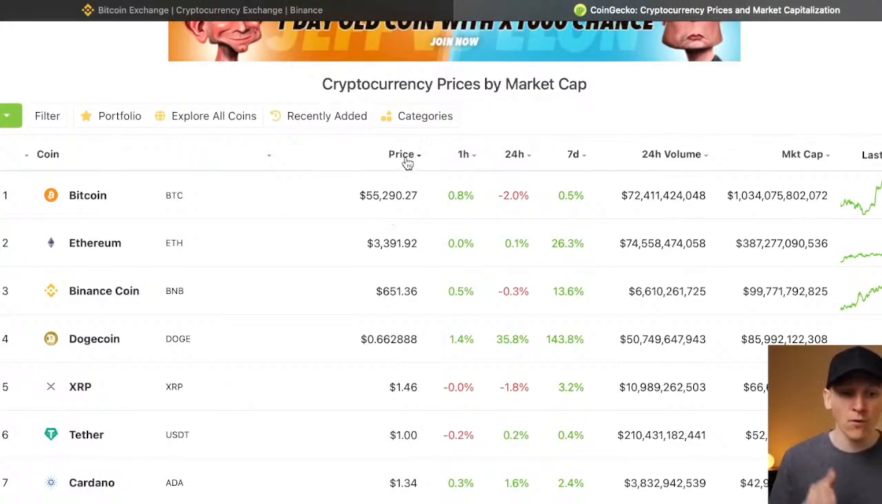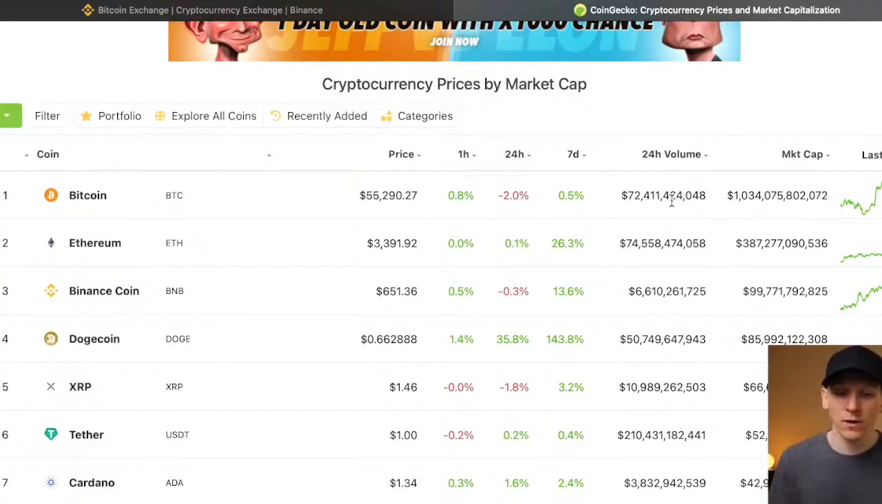So this is the price of one cryptocurrency right here. And then we have the 1 hour, 24 hour, and 7-day change in terms of the percentage price changes. 24-hour volume. This is all of the trading volume in Bitcoin over the last day, made up of all the different exchanges that do trade Bitcoin.